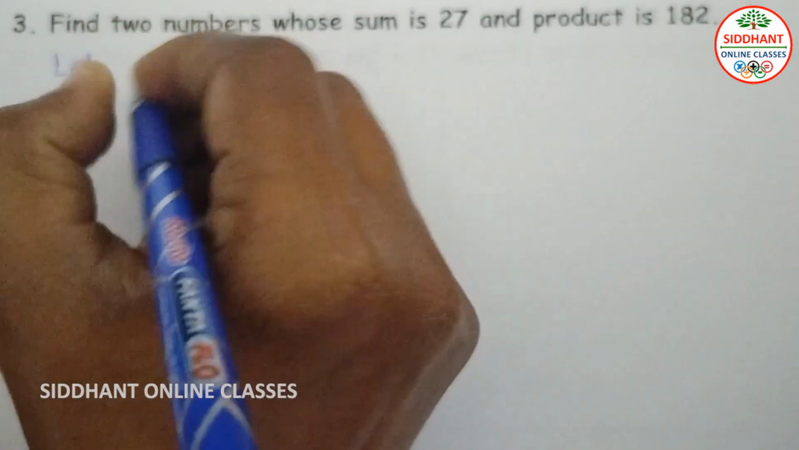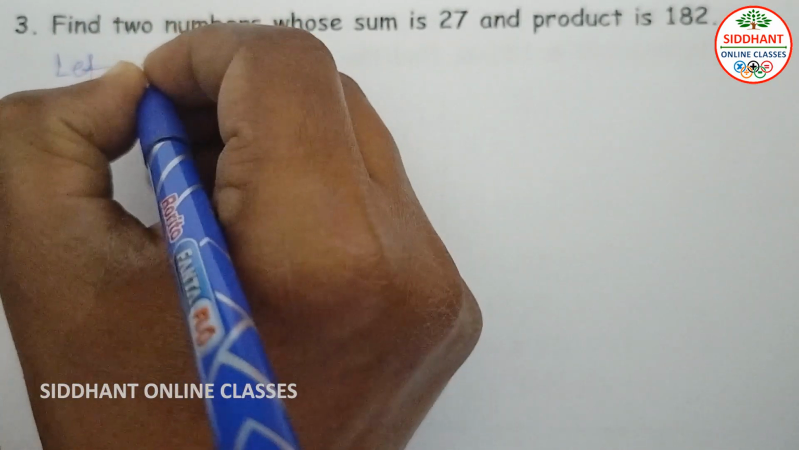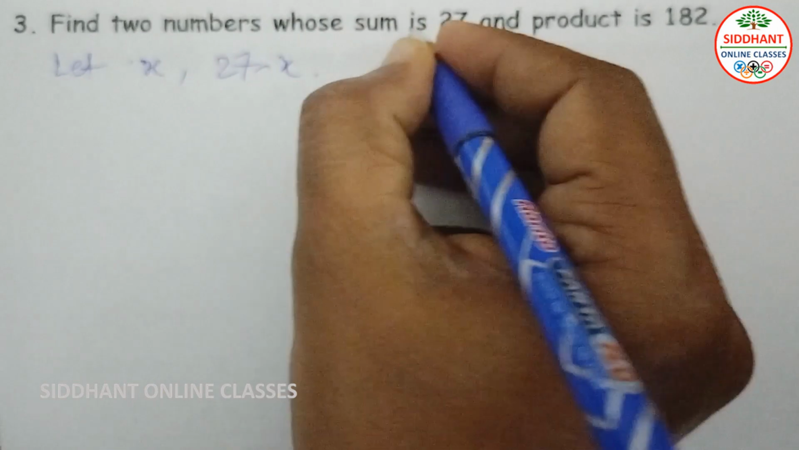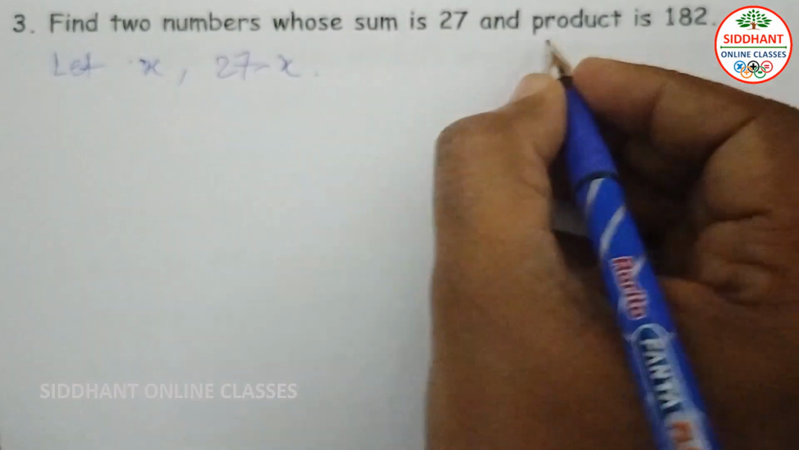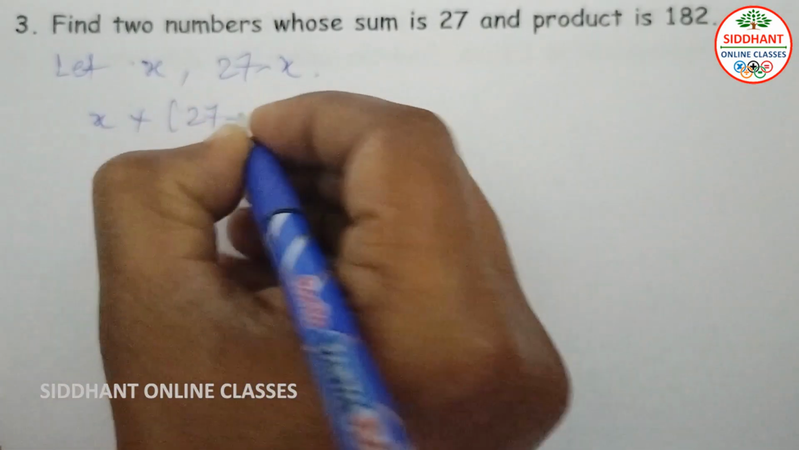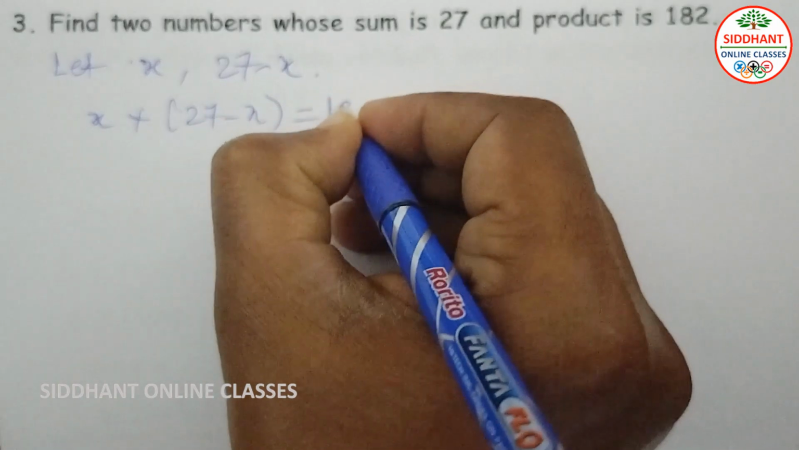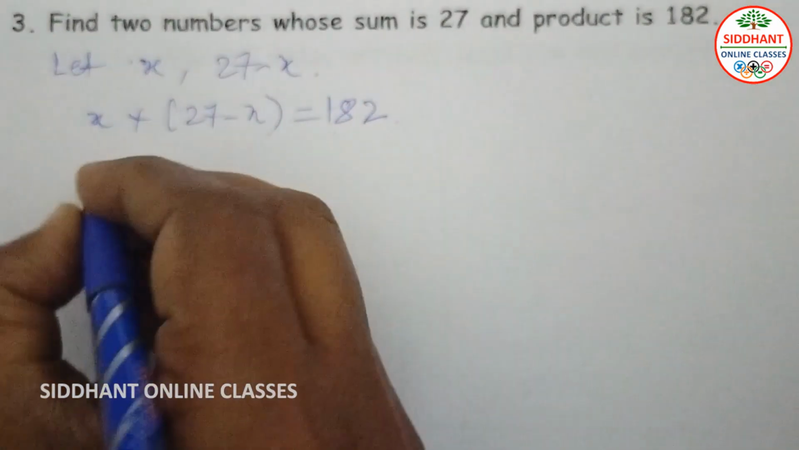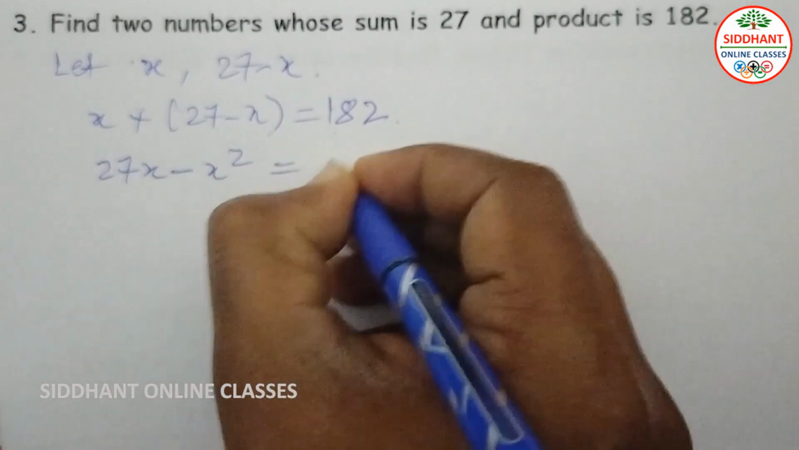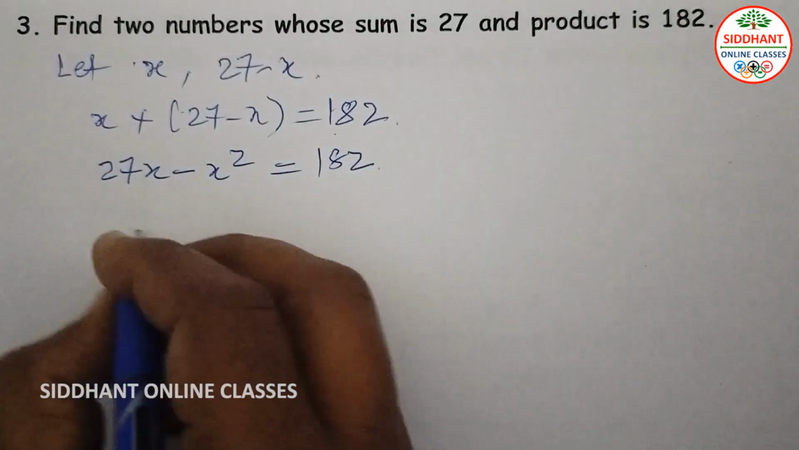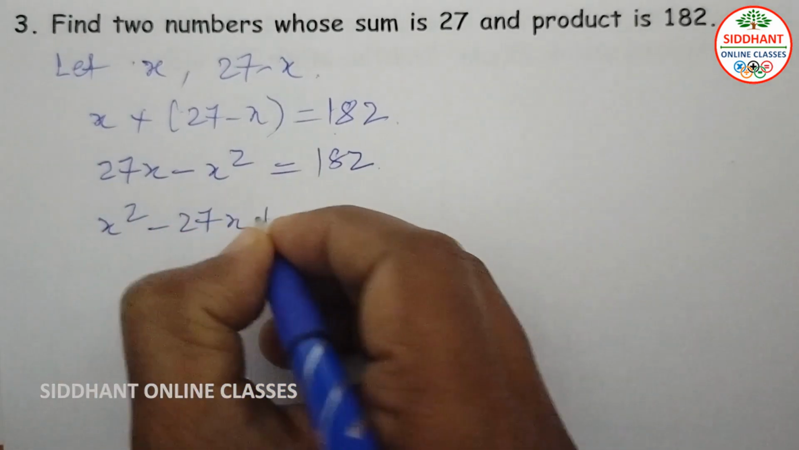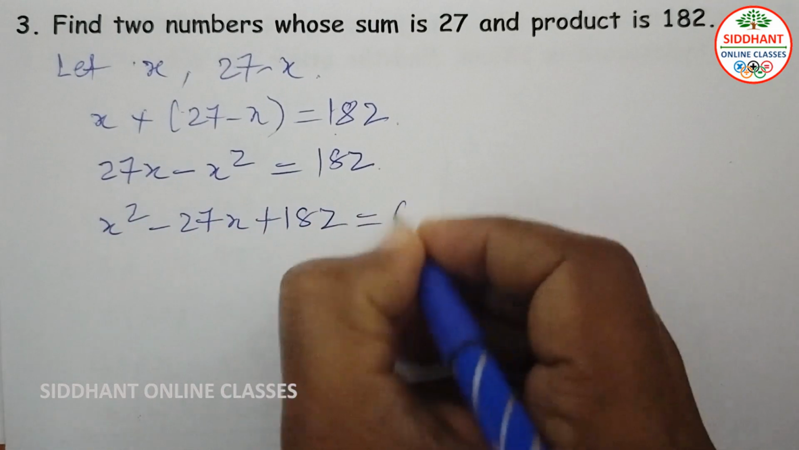So let one number be x and another number will become 27 minus x, because the sum is 27. So now the product is 182. That means x into 27 minus x equal to 182. So when you multiply, 27x minus x square equal to 182. So that means x square minus 27x plus 182 equal to 0 here.